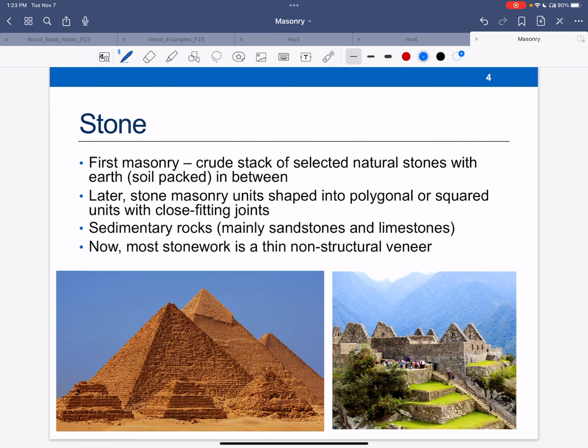Stone is basically natural stone and packed oftentimes to even it out between with soil or earth. Later on, they started shaping those units so that they could fit more closely, shaped into more of a block-like unit. Mainly sandstone and limestone, which are sedimentary rocks. And now most true stonework is actually more of a non-structural application. It's a veneer on the outside, and we use our CMU blocks or something else precast behind that as the structural component. So Machu Picchu, the pyramids here.